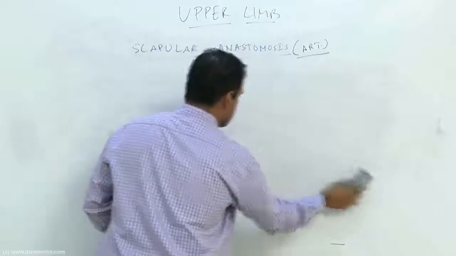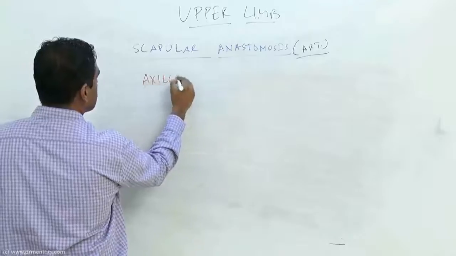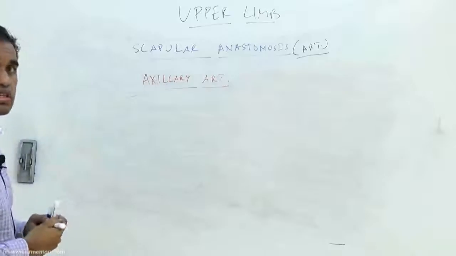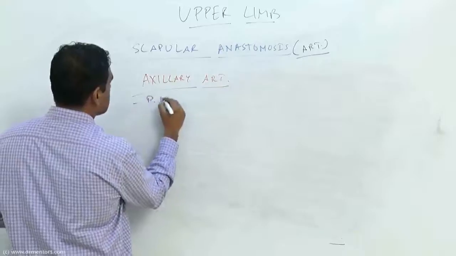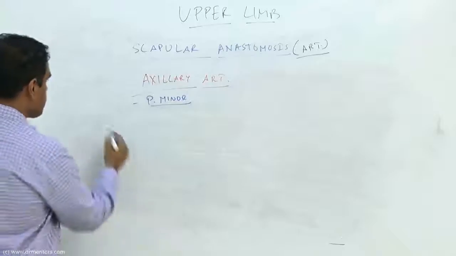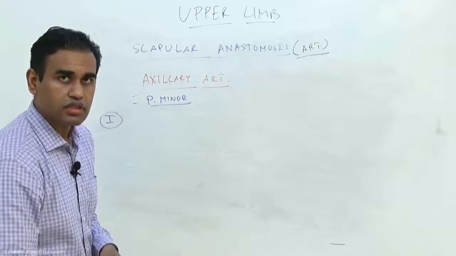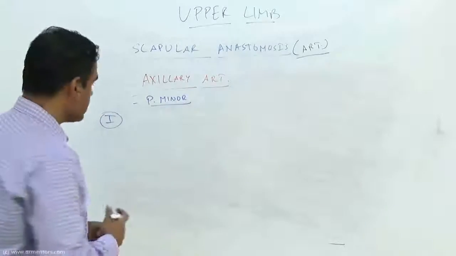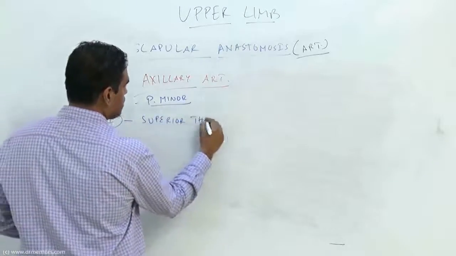Axillary artery, remember, another one-liner question: the axillary artery was being divided by which muscle? It was divided by the pectoralis minor muscle into three parts: first, second and third. The first part of axillary artery, which is located between the outer border of the first rib and the upper or medial margin of pectoralis minor, gives the superior thoracic artery.